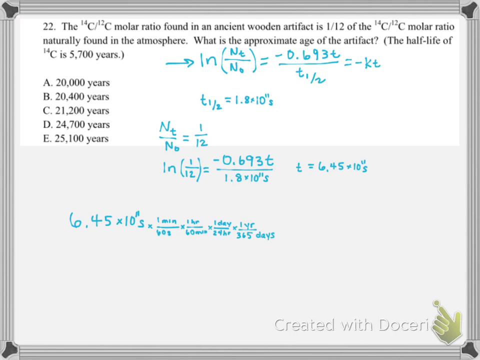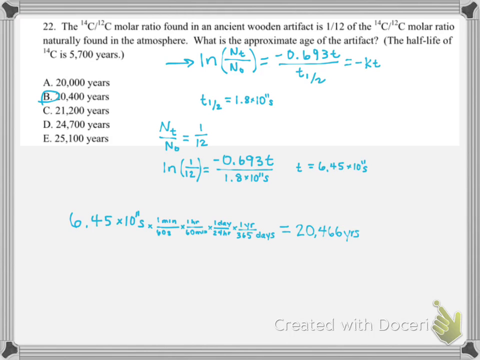Okay, and so if you went through and did that conversion, you would get that this is about 20,466 years, which is essentially answer B.